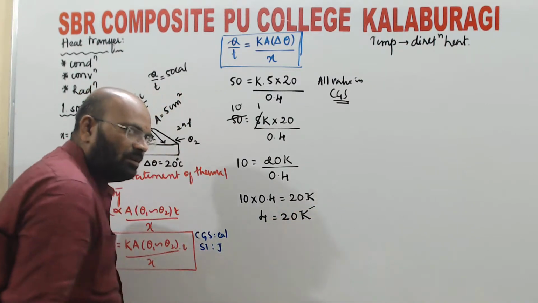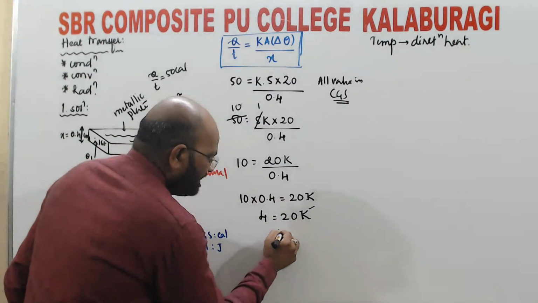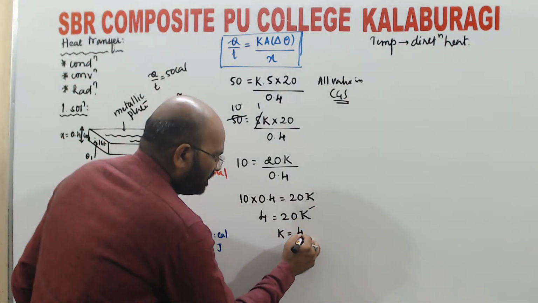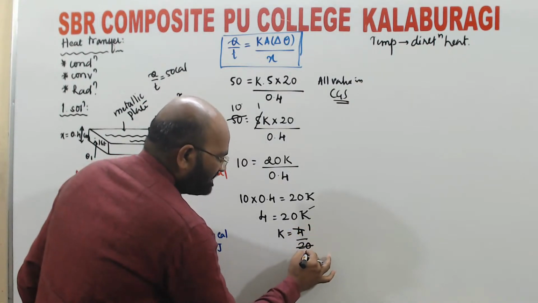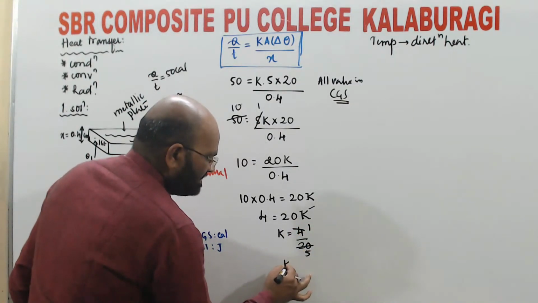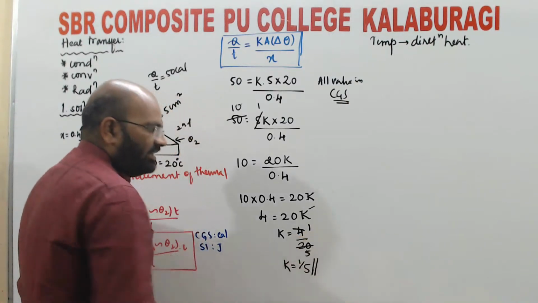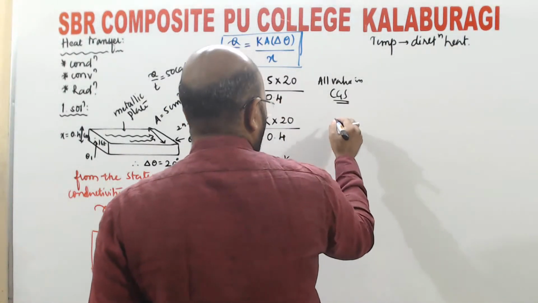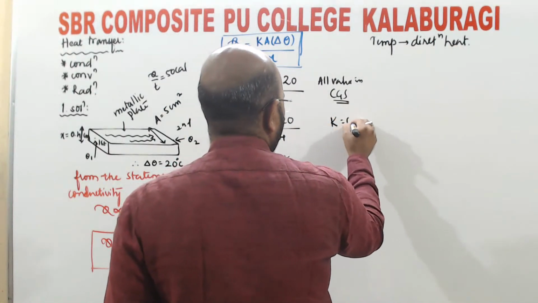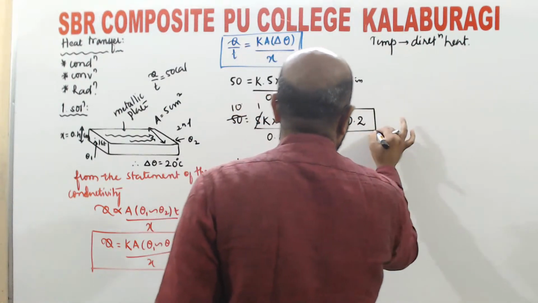We wish to find the value of K. K is equal to 4 divided by 20. 4 ones are 4, 5 fours are 20. Then K is equal to 1 by 5, or you can write it as 0.2, because if I divide this, you will get the K value 0.2. This is the given answer.